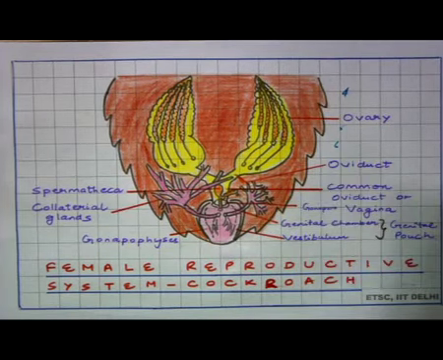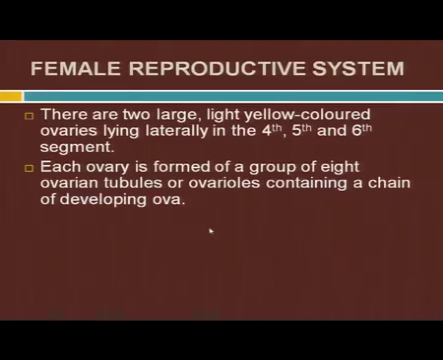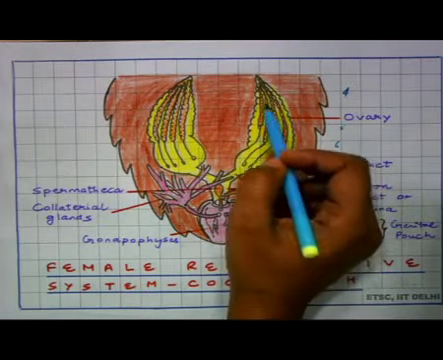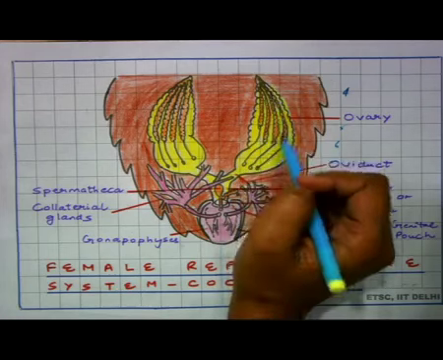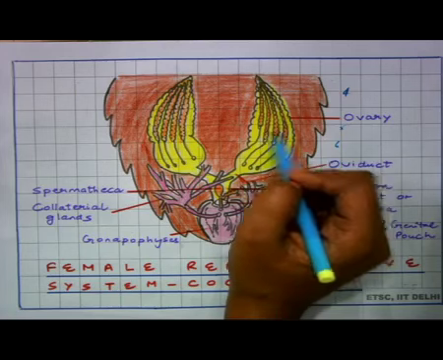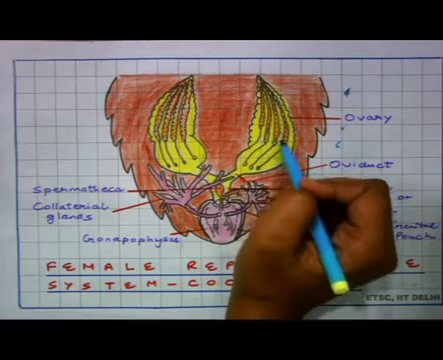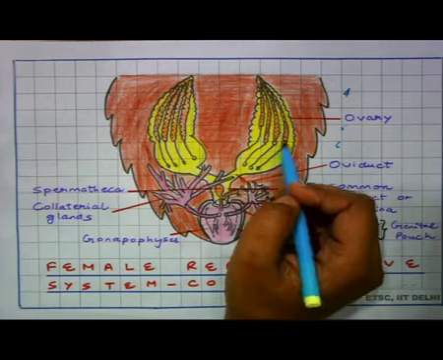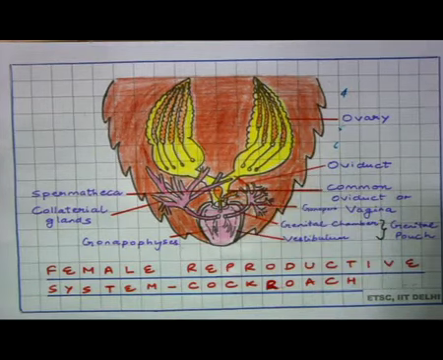They are located in the 4th, 5th and 6th segment. Each ovary is actually formed by a group of 8 ovarian tubules or ovarioles containing a chain of developing ova. Here you can see this is a tubule like structure. These are known as ovarian tubules. These are 8 in number, although I have shown less, but there are a total of 8, and they contain a chain of developing ova in them.